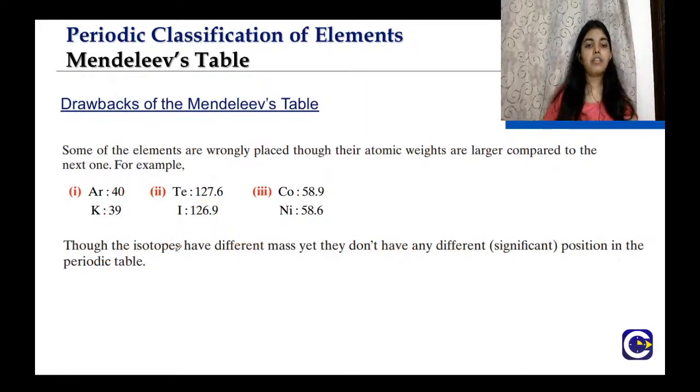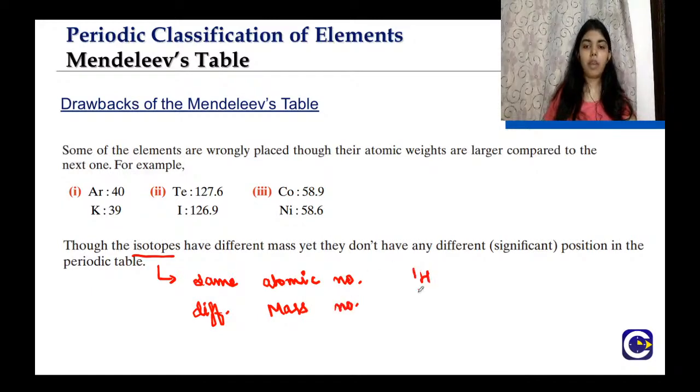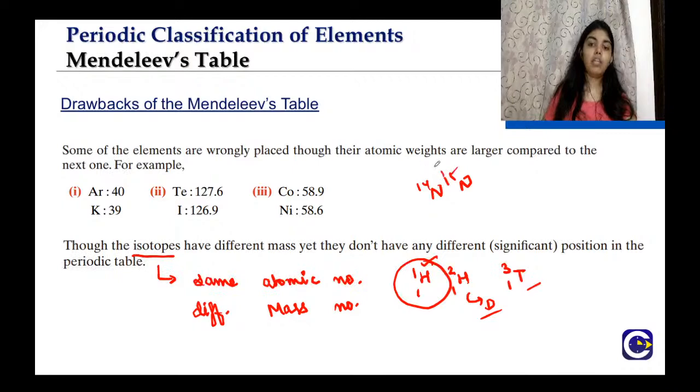Now, next was, though isotopes have different masses. What are isotopes? We have discussed that isotopes are those with the same atomic number and different mass number, right? For example, hydrogen 1,1, hydrogen 1,2, which is also known as deuterium, and tritium 1,3, right? So these have different masses, yet only hydrogen was placed in the periodic table, but not deuterium and tritium, right? They did not have any significant position in the periodic table. It is similar with the isotopes of other elements also, such as nitrogen 14 and nitrogen 15. Only the position of nitrogen 14 was significant; nitrogen 15 was not given one by Mendeleev.